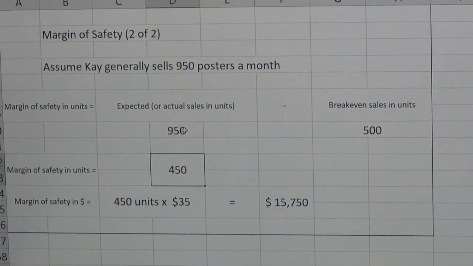So if we want to convert that to margin of safety in dollars, we're simply going to take the 450 units and multiply it by the sales price per unit of $35. That's what it was when we first started. When we came up with that 500 break-even units, that's the sales price we used. So 450 units times the $35, that's going to give us a total of $15,750. So that's going to be our margin of safety in dollars.